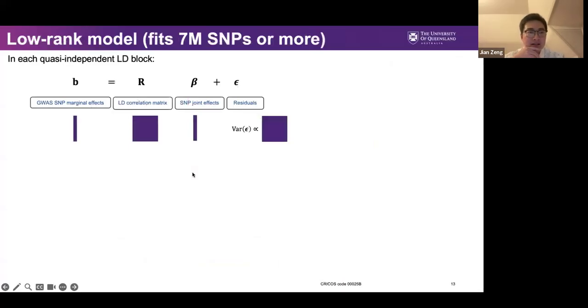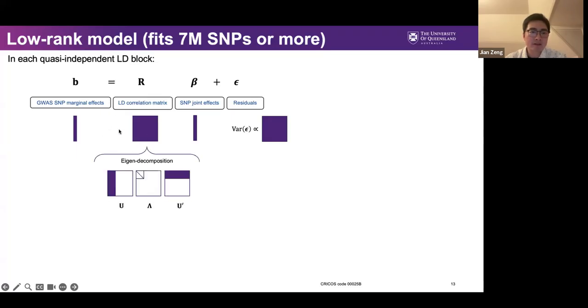Another trick we used in the SBayesRC method is to use a low-rank model, which allows us to computationally efficiently fit many SNPs. We tried 7 million SNPs or even more in the model. It works as follows. First, we find approximately independent LD blocks across the genome. Based on prior study, there are about 1,500 LD blocks in the human genome of European ancestry. And in each LD block, we fit this summary-data-based model.